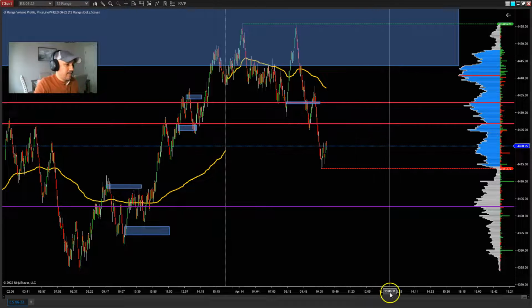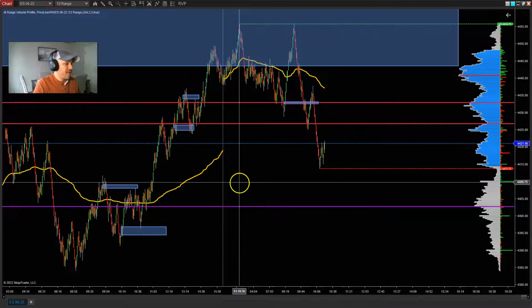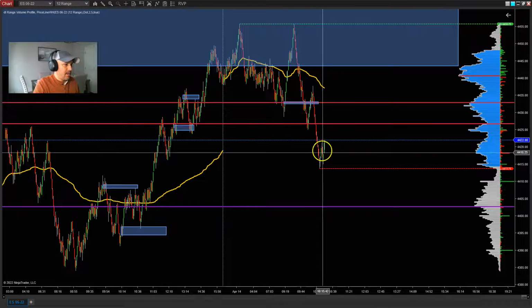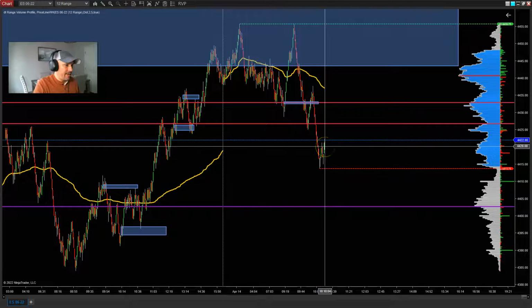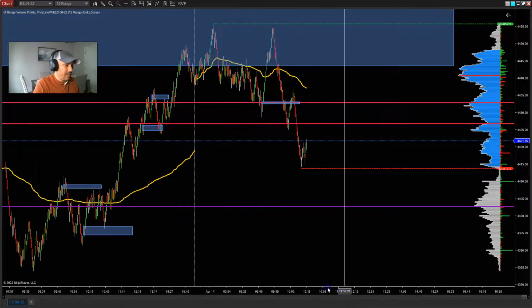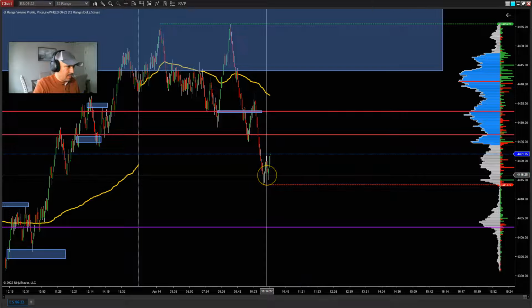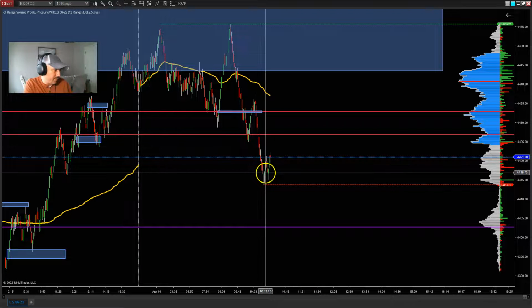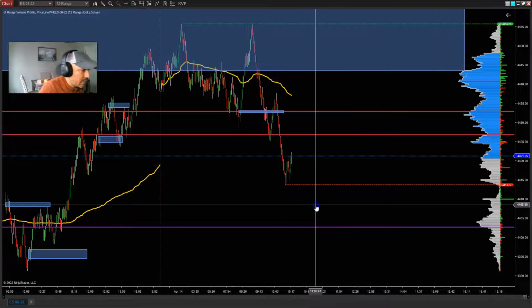Okay. So let's see what price is going to do now. Is it going to continue breaking structure to the downside? It could. Made a low, high, low, pulling back. So it could possibly, let's see. It could possibly push lower. We'll see what happens.